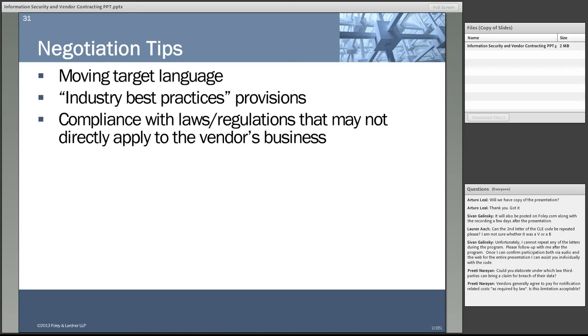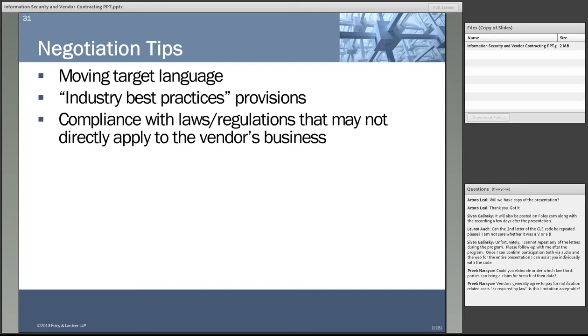You want to think about industry best practices. These things evolve on a regular basis. There are new laws and regulations that come out, new interpretations, and case law that dictates what is current and what is best. One of the best ways to ensure proper protection is to know what the best practices are, and make sure your vendors are following those.